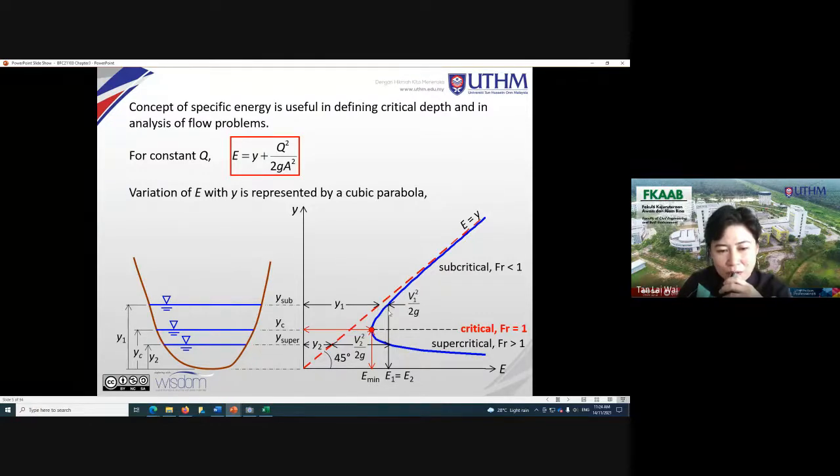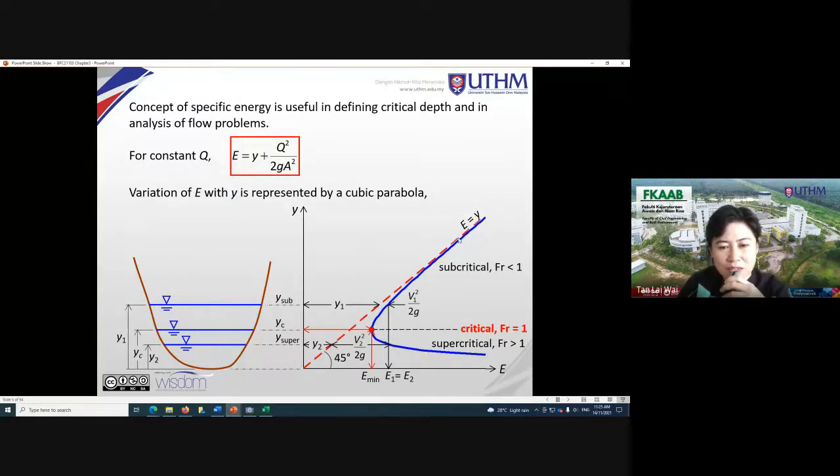Then you have your E1 here. The same thing here. This is your YC, alright? Because I'm using 45 degree, of course this height is actually YC, okay? Plus your VC squared over 2G, that means you are going to have your E min. It shows that there would be flow, because you have V squared over 2G. This would be the range of V squared over 2G.